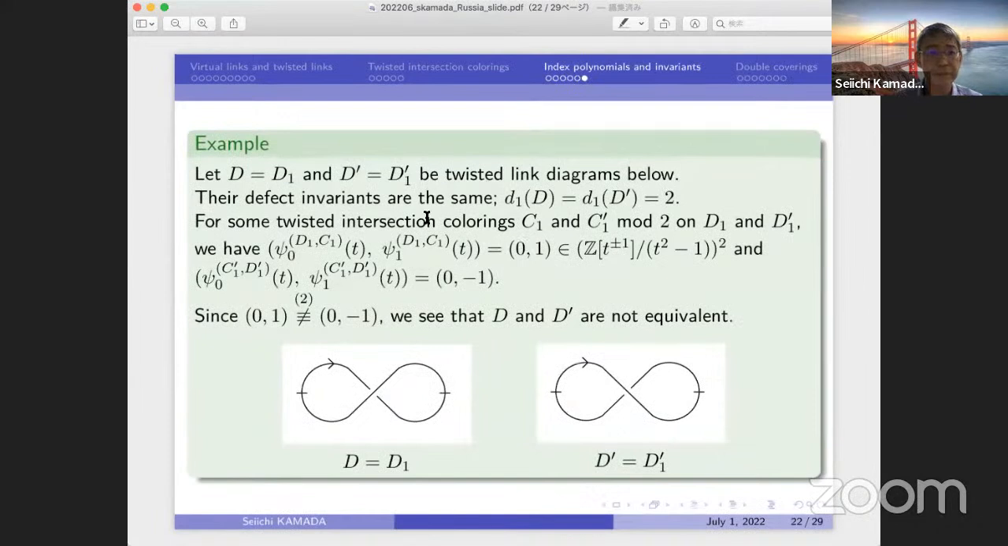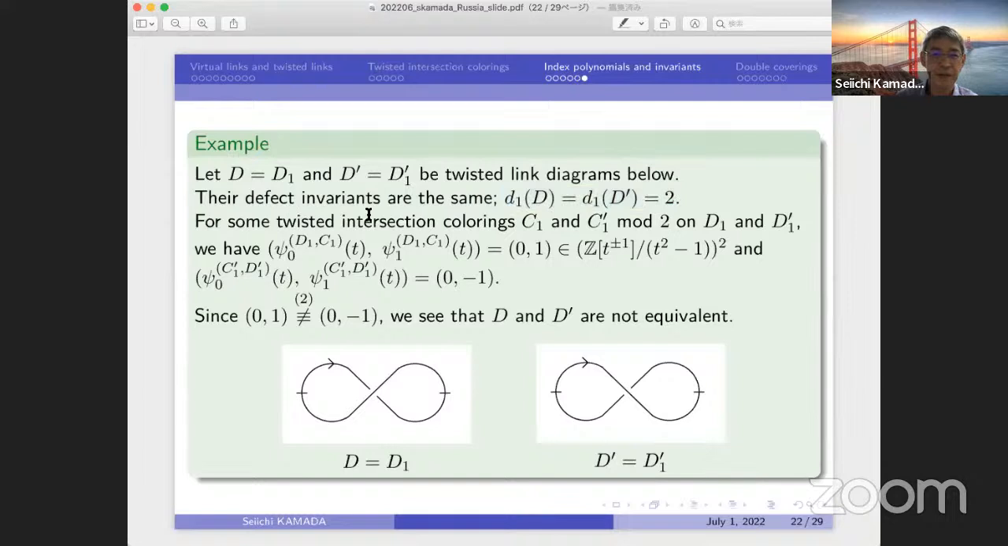Here is the example. Let D and D prime be the twisted ring diagrams below. So, one component twisted rings. This is D and this is D prime. They are very similar. There are two bars and the crossings are different. Very similar. Their defect invariants, the twisted defects, are the same. Both twisted defects are 2. So we cannot distinguish them by the defect invariant, the twisted defect.